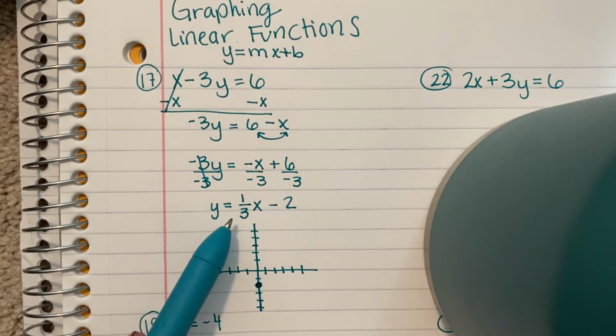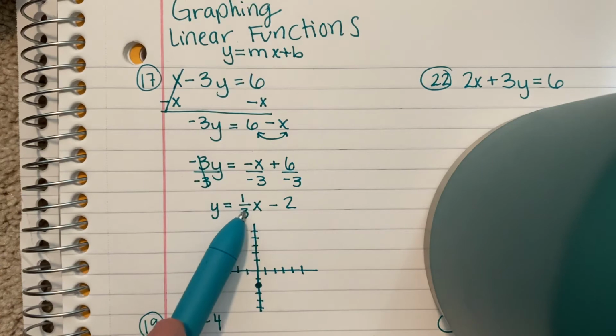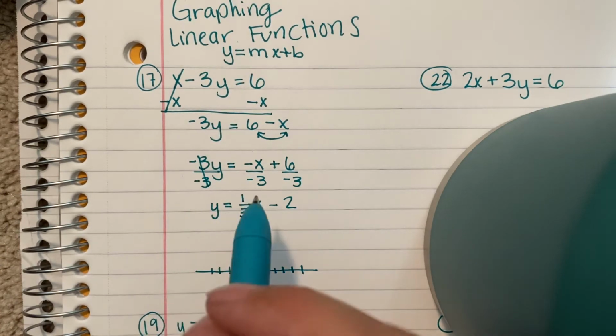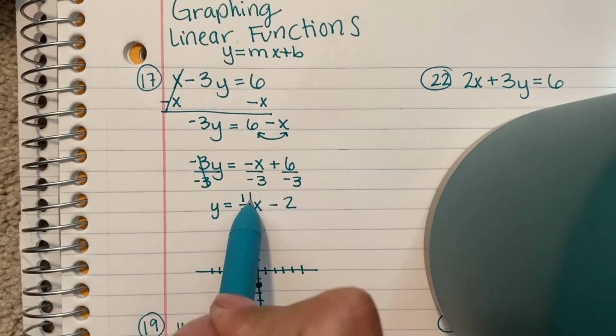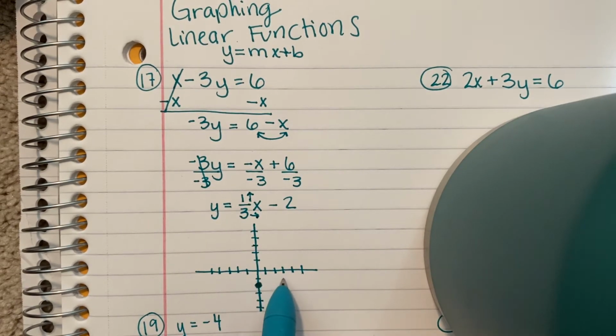The m is how I move. This is positive 1/3. So if m, my slope, is how I move, I'm going to rise 1, because that's my numerator. I'm going to go up 1 and to the right 3. Up 1, to the right 3. Your graph is probably not big enough, so I'm going to go in the opposite direction. Using that same pattern, go down 1, back 3. Connect them, make a line.